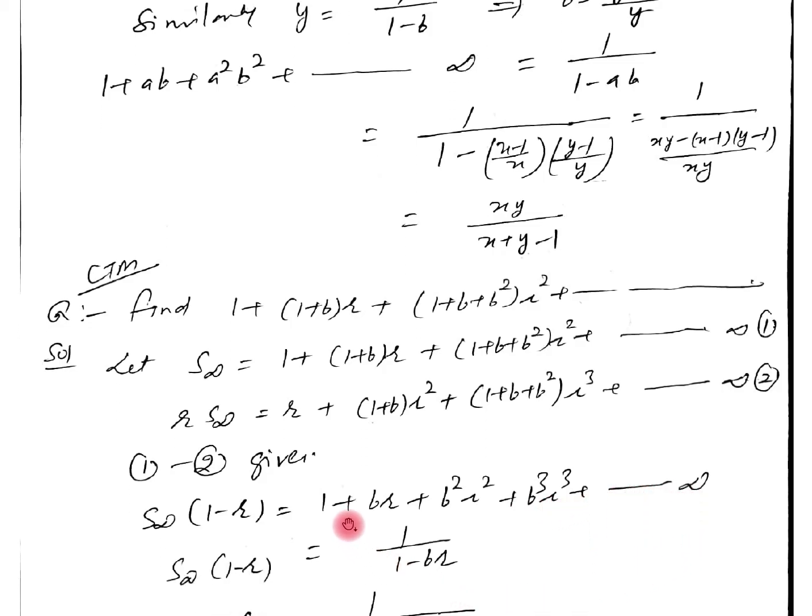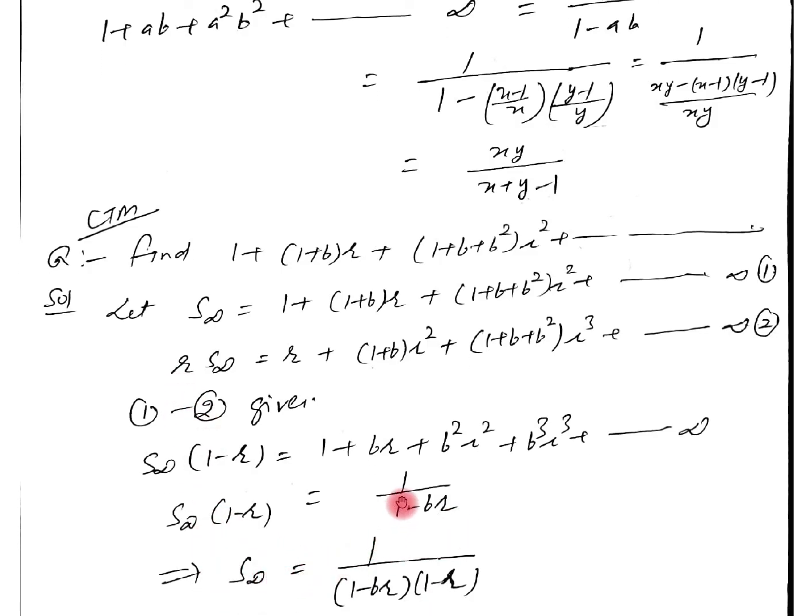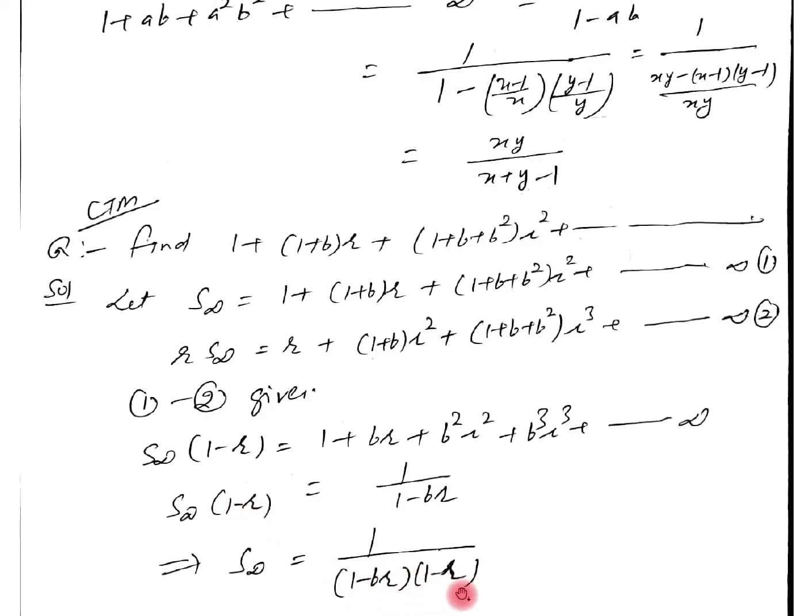Now here it is what? An infinite GP. These questions are reducible to an infinite GP. Now as it is an infinite GP, you can find the sum by using a upon 1 minus r. A is 1 and the common ratio is what? br. Putting here 1 upon 1 minus br. Now we have S infinity equal to 1 upon 1 minus br into 1 minus r.